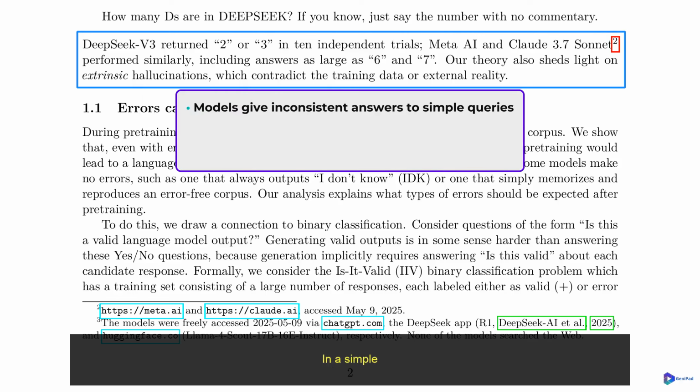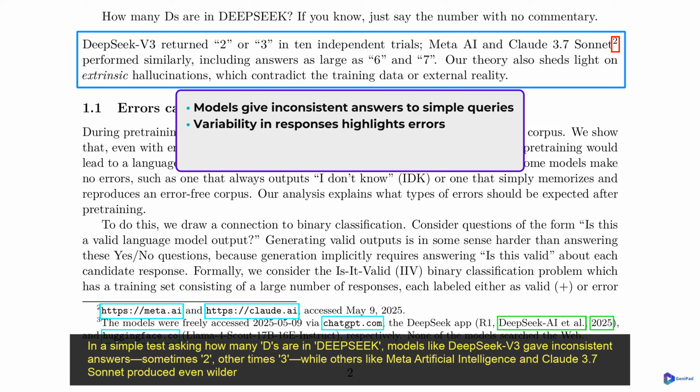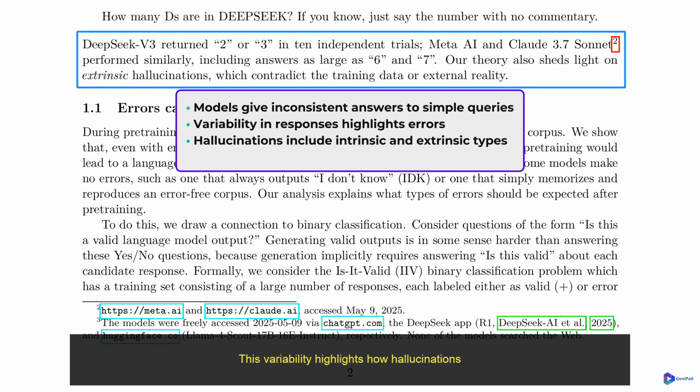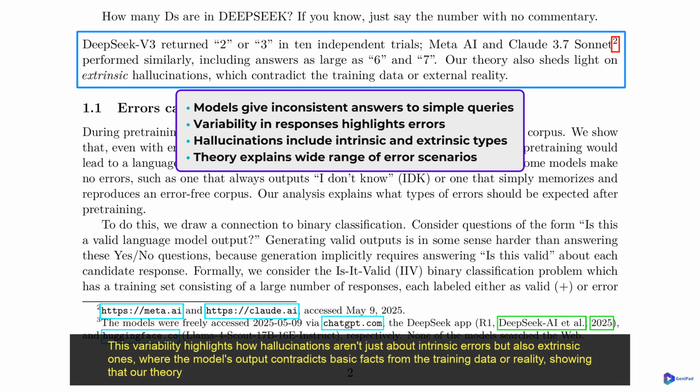In a simple test asking how many D's are in DEEPSEEK, models like DeepSeek v3 gave inconsistent answers, sometimes 2, other times 3, while others like Meta Artificial Intelligence and Claude 3.7 Sonnet produced even wilder guesses like 6 or 7. This variability highlights how hallucinations aren't just about intrinsic errors, but also extrinsic ones, where the model's output contradicts basic facts from the training data or reality, showing that our theory explains a wide range of error types.